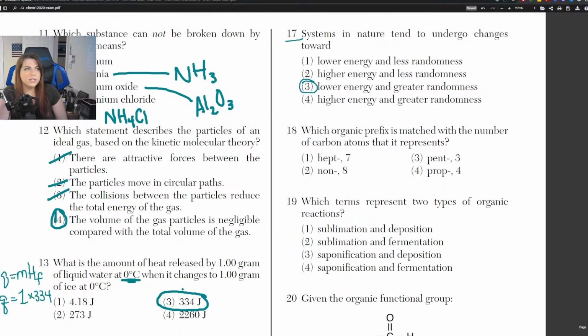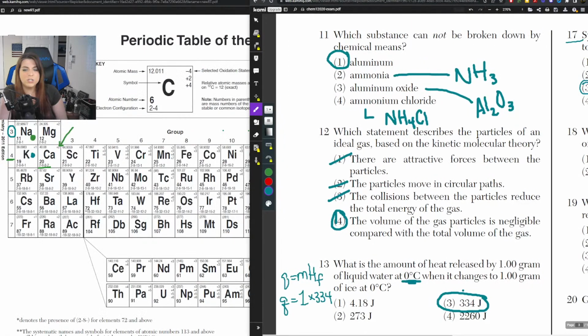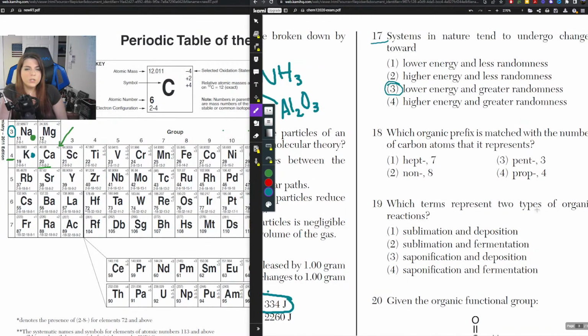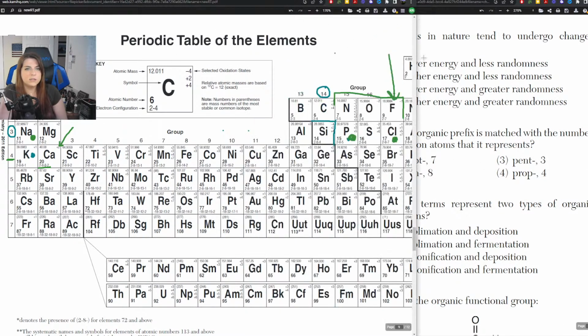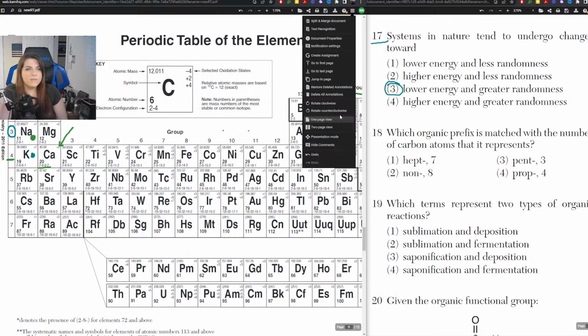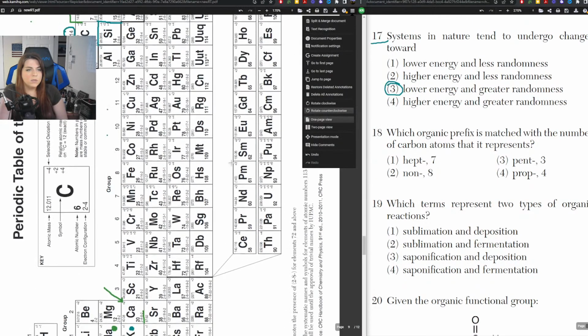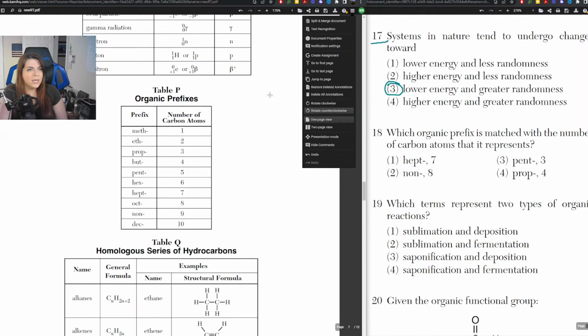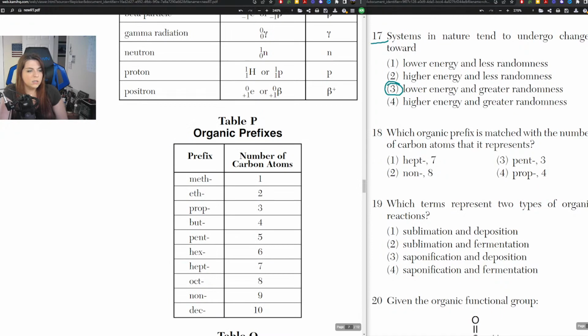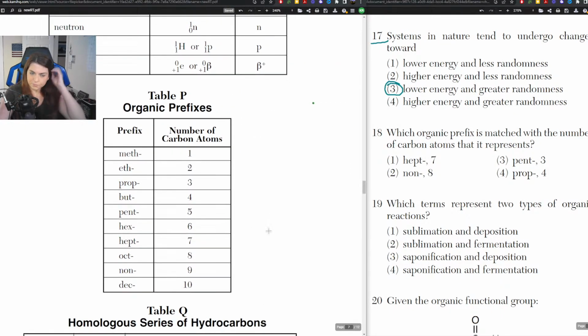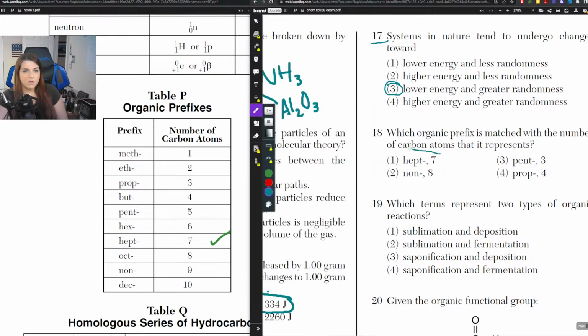Ooh, we love question 18 because it's exactly a reference table question. It says, which organic prefix is matched with the number of carbon atoms that it represents? We love, love, love this because we know exactly where to look, and that is Table P. P for prefix. I don't think that was done on purpose, but I love it. And then right here, we just look it up. Hept is 7. That would be the correct answer. Right there, spitting you in the face. It's just a matter of knowing to look there.